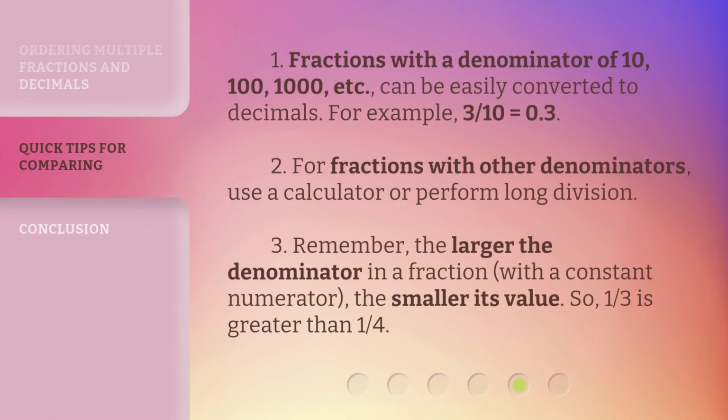1. Fractions with a denominator of 10, 100, 1000, etc. can be easily converted to decimals. For example, 3/10 equals 0.3. 2. For fractions with other denominators, use a calculator or perform long division. 3. Remember, the larger the denominator in a fraction, with a constant numerator, the smaller its value. So, 1/3 is greater than 1/4.